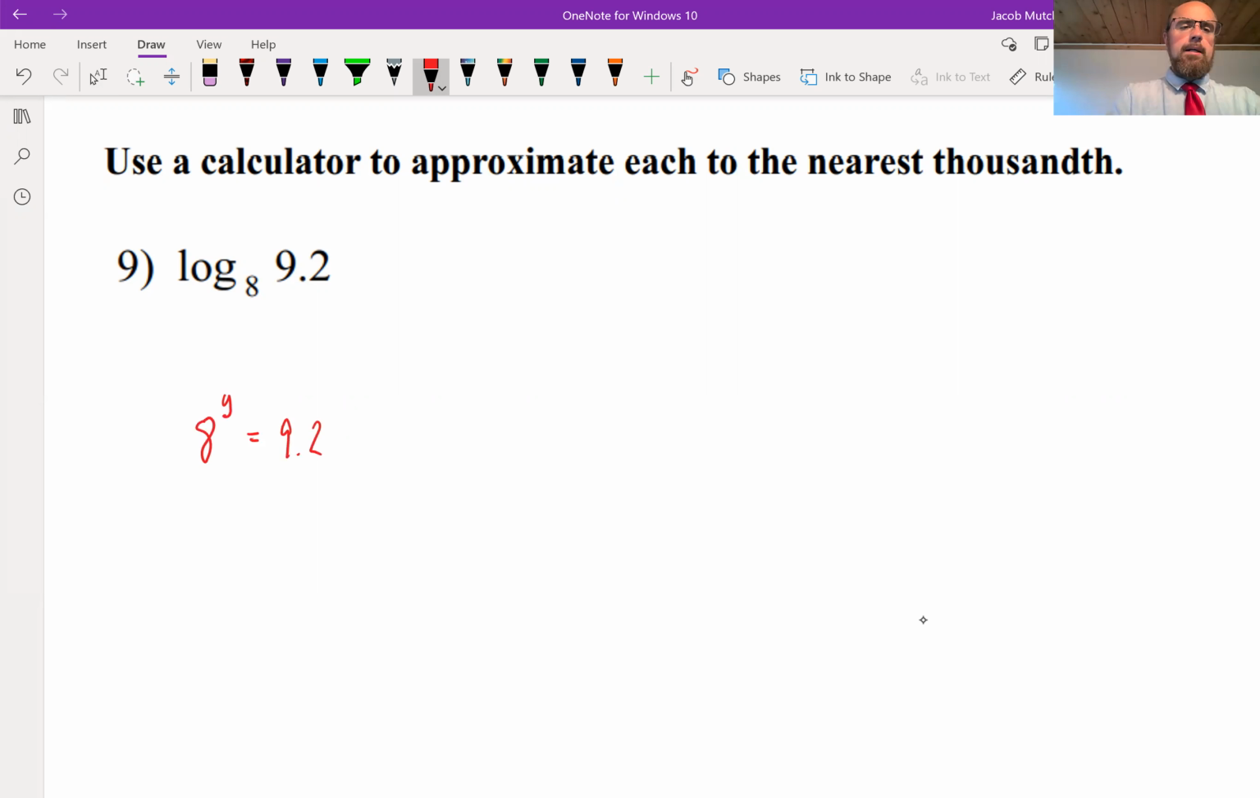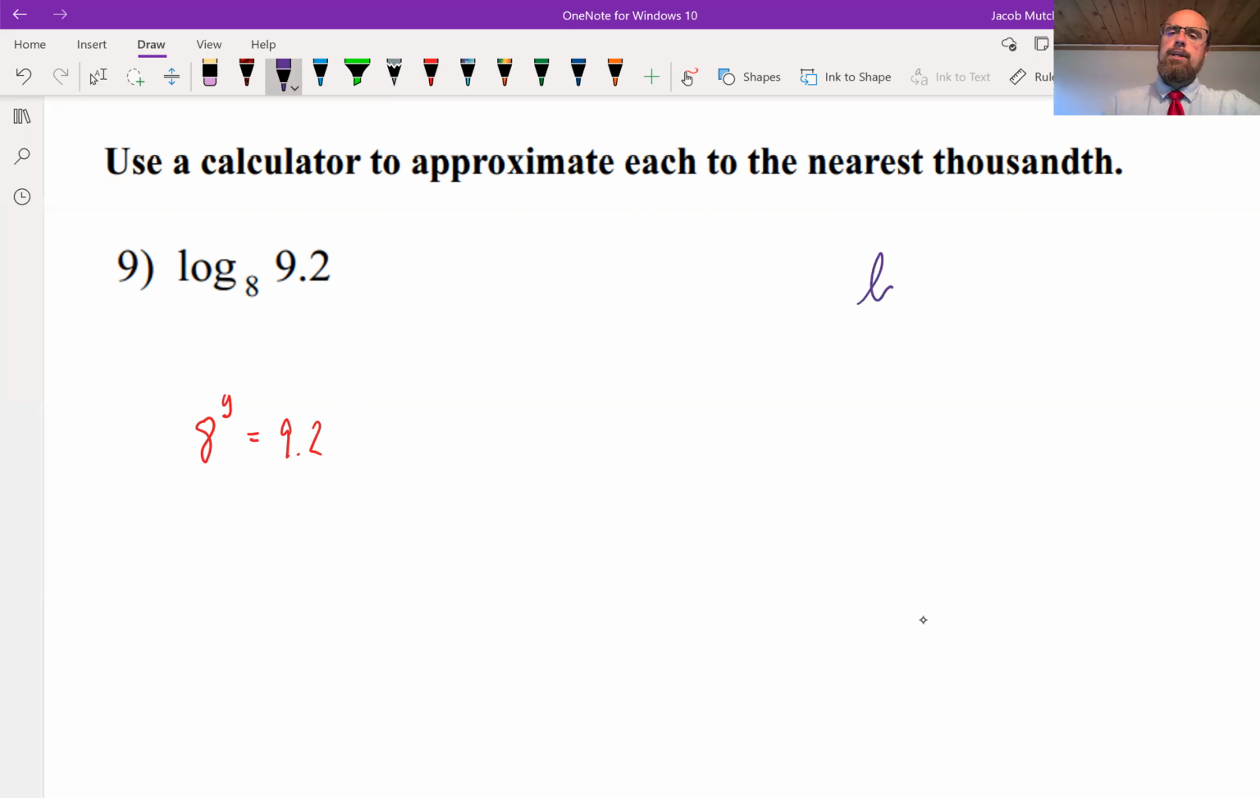So as I think about that y, it's got to be a little higher than 1, because 8 to the first power would be just 8, but it's not anywhere near 2. 8 squared would be 64. So y is somewhere in between 1 and 2, probably closer to 1. And here's how we could go about finding out.